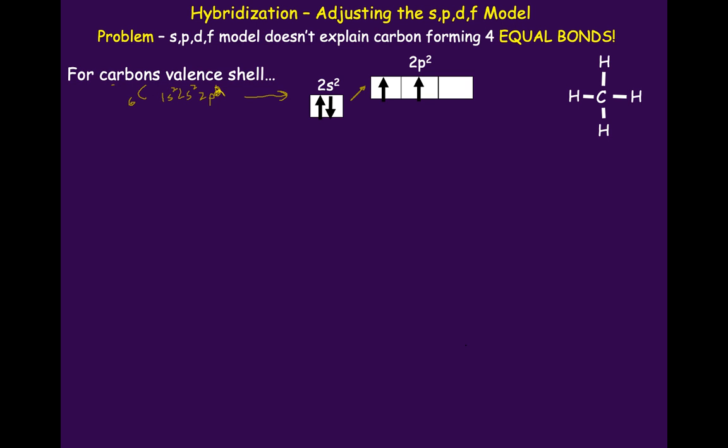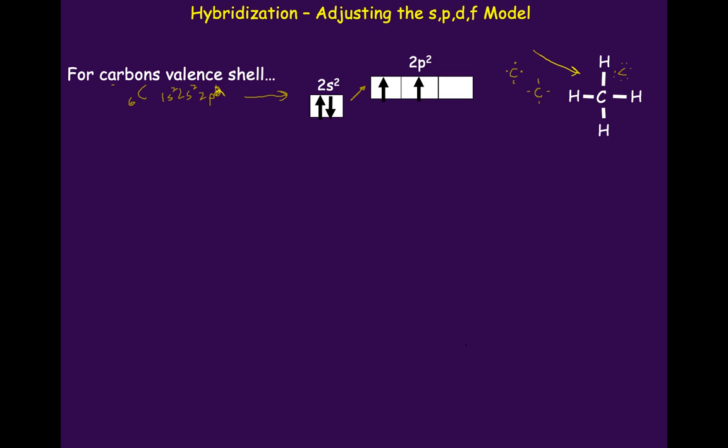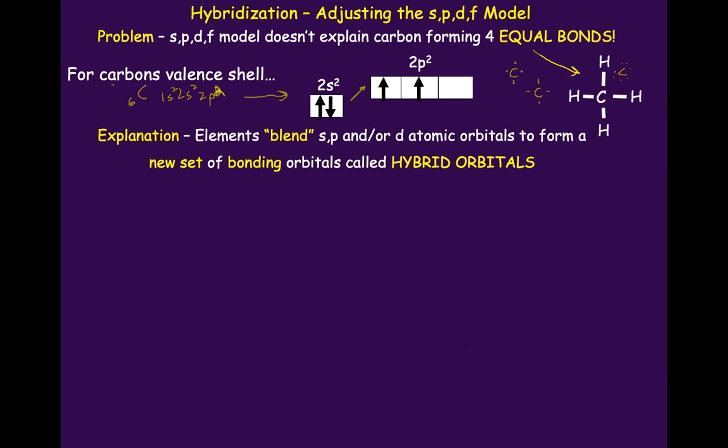However, when carbon bonds, it has 4 equal bonds. So how do you explain carbon forming 4 equal bonds or having 4 single dots? It must have that in order to form the octet where you would have 8 valence electrons around it. But when you look at the SPDF model, when you look at the bonding here in the orbitals, how do you actually manage doing 4 bonds? It doesn't make sense.